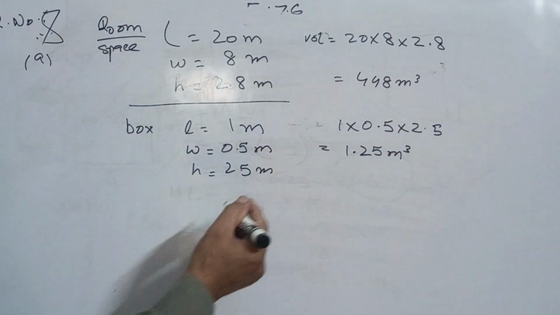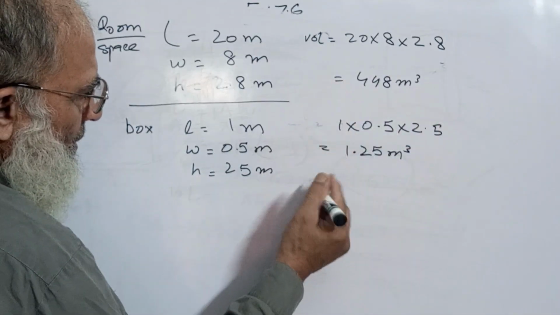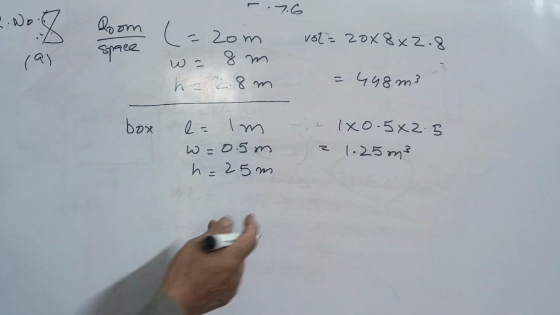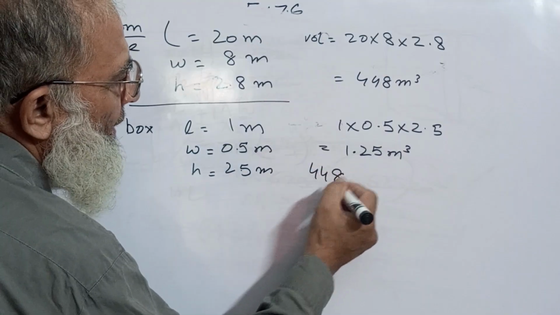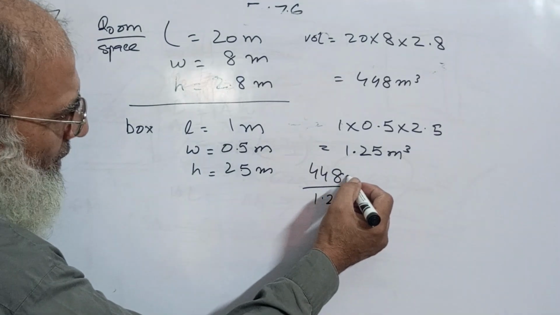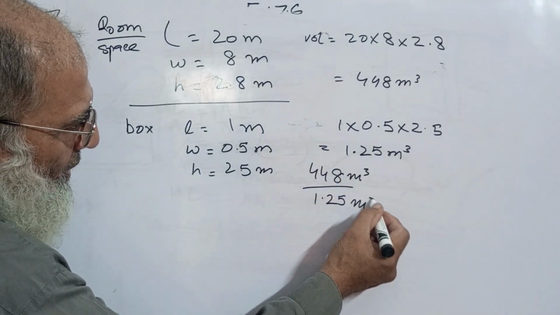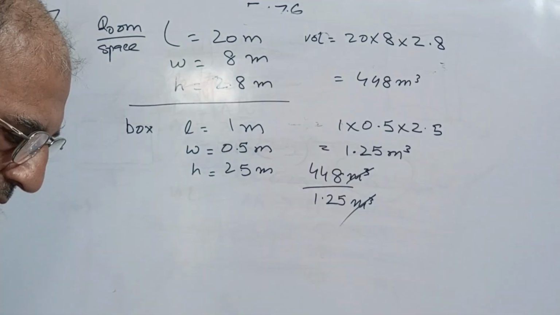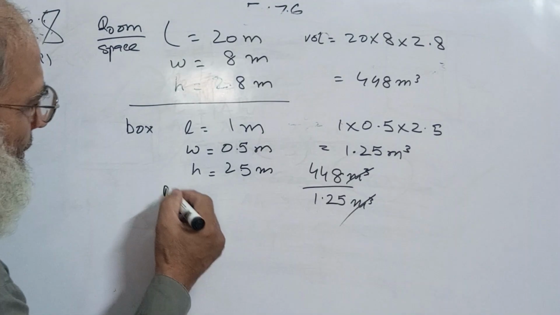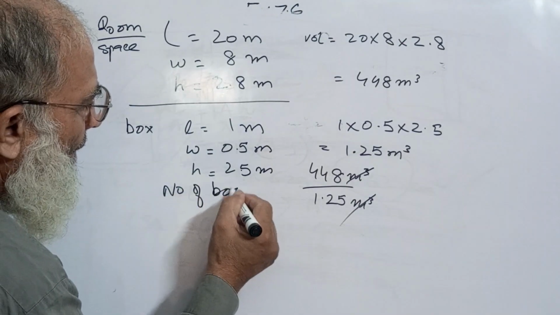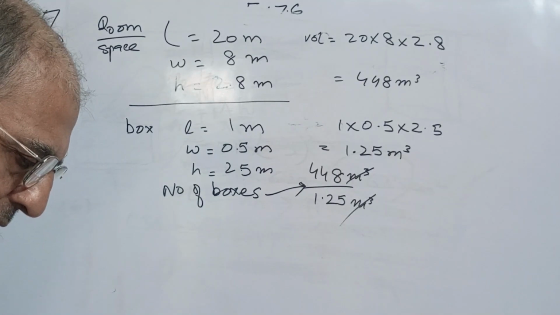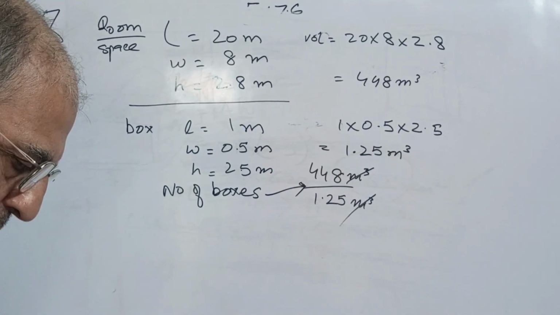So we will divide this with this to get the correct storage of boxes. Okay, 448 divided by 1.25. Now this is meter cube, this is meter cube. Both will cancel each other because now we are going to find the number of the boxes. Number of boxes, 448 divided by how much? 1.25.